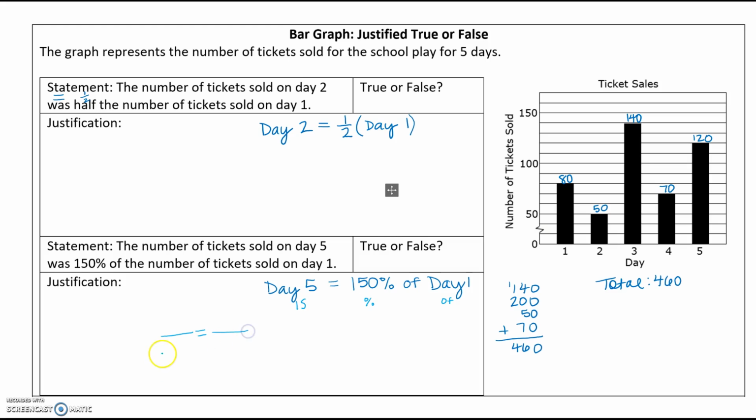If you guys remember, we've always done part over whole is percent over 100. We also said is over of is percent over 100. So we're saying day 5 is 150% of day 1. Plug it in and see if that's true or false.